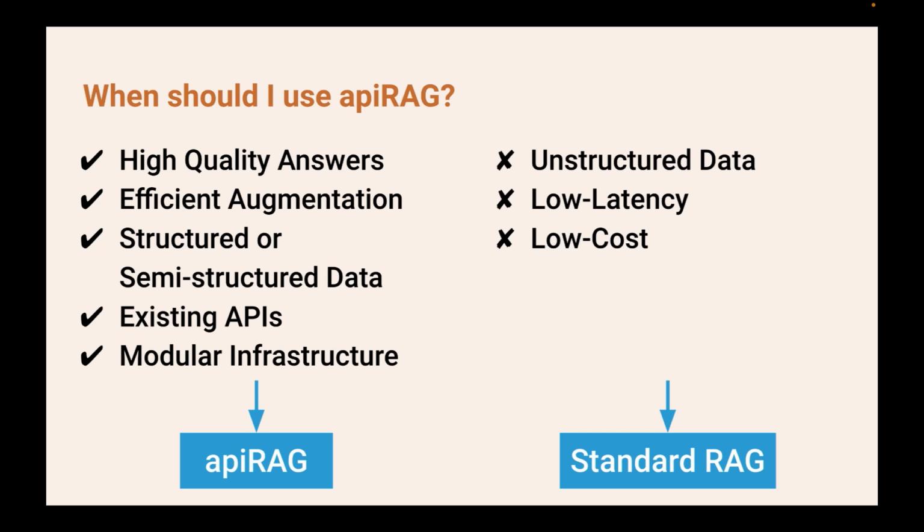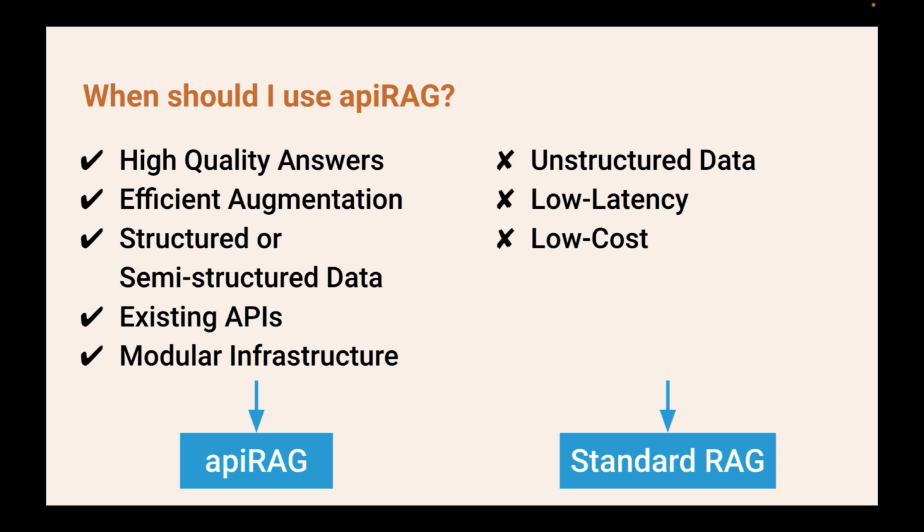apiRAG works really well with existing APIs and therefore allows you to reuse infrastructure you already have to augment your LLMs with custom data. And it allows you to build a modular infrastructure by separating the data backend from the AI application and build a microservices-oriented architecture.